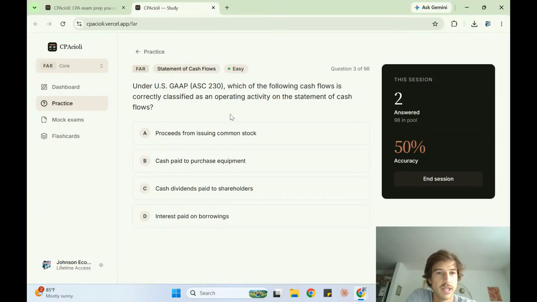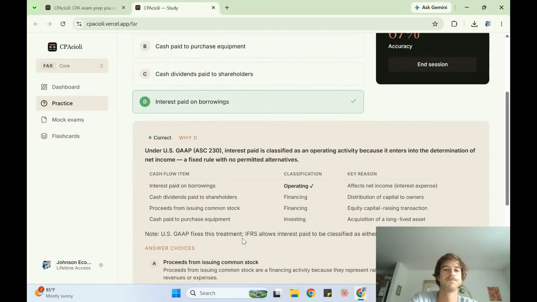Operating activity proceeds from issuing common stock. Believe that's financing. Cash paid to purchase equipment. Believe that's investing. Cash dividends paid to shareholders. Believe that's financing. Interest paid on borrowings. I think it's this. Cool.